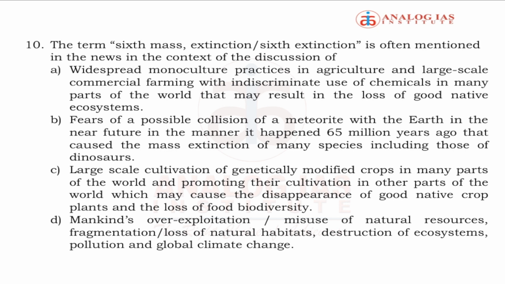We're moving to answer option B, fears of a possible collision of a meteorite with the earth in the near future in the manner it happened 65 million years ago that caused the mass extinction of many species including those of dinosaurs. This is just an assumption here. We do not have a scientific basis for the arrival of a meteorite as a surprise, and no scientist has ever warned about this surprise meteorite collision with the earth. Let's keep this answer option B aside, and then answer option C says large scale cultivation of genetically modified crops.